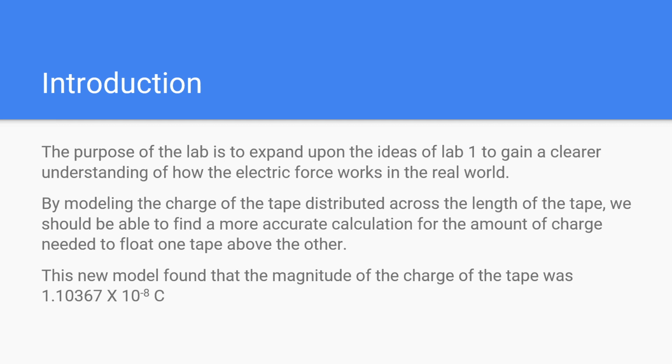The purpose of this lab is to expand on the ideas of Lab 1 to get a clear understanding of how the electric force works in the real world. Instead of the naive approach used in Lab 1 of assuming that the charge of the tape was concentrated in the center of the tape, in this lab the tape will have its charge distributed across its whole length, which should give us a more accurate calculation of the amount of charge needed to float one tape above the other. This new model found that the magnitude of the charge of the tape was about 1.1 times 10 to the negative 8th coulombs.